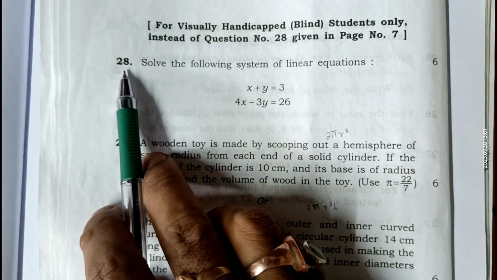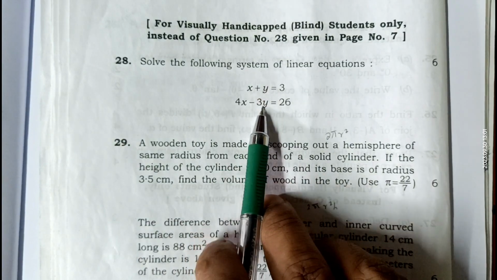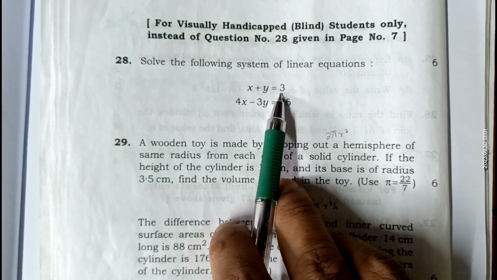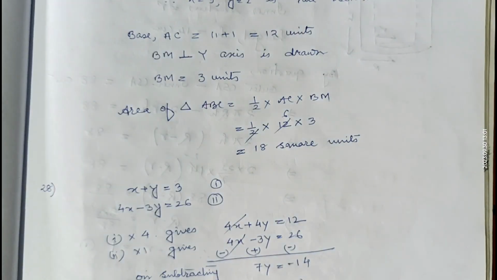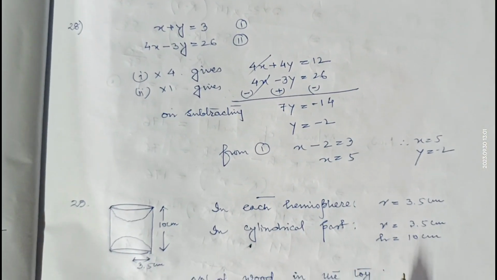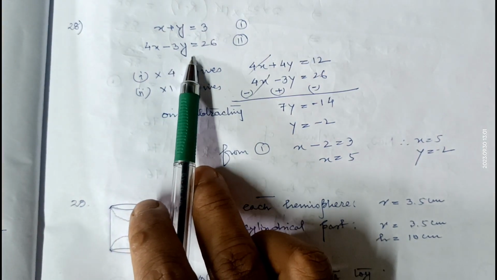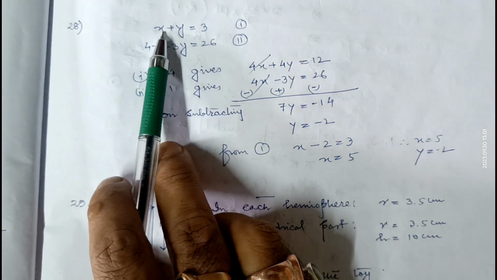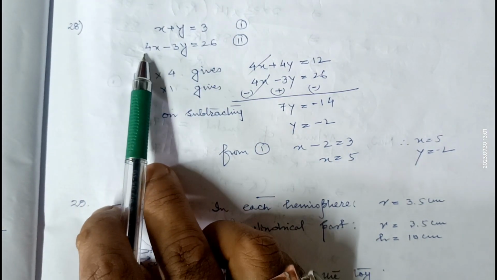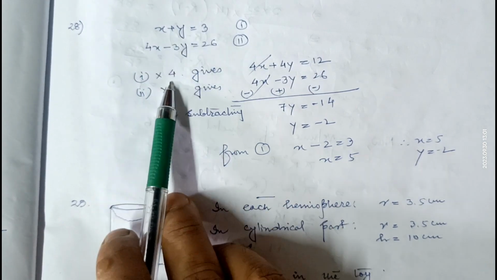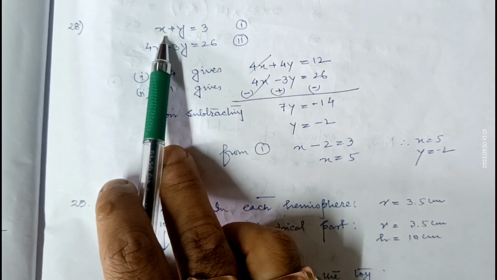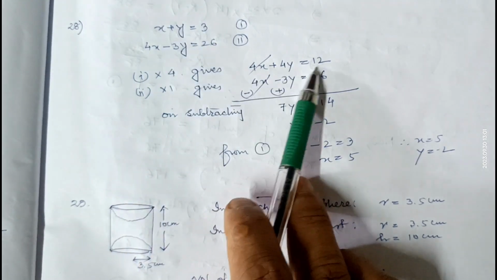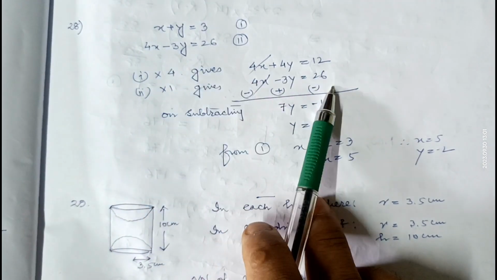Question number 28 for the blind students. Here we have to solve these two equations, x plus y equal to 3 and 4x minus 3y equal to 26. Here coefficient of x is 1, here coefficient is 4. So first equation we are going to multiply by 4 and second one by 1. So we will get 4x plus 4y equals to 12 and second one will remain as it is.